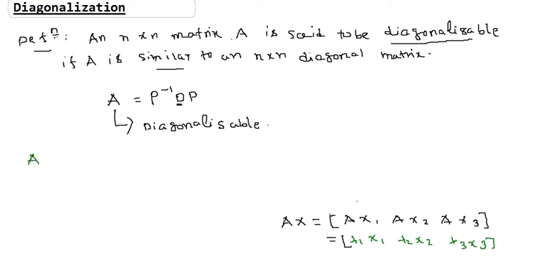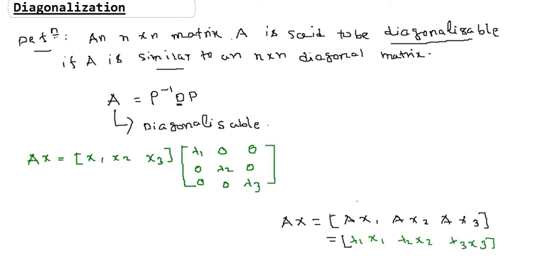Here we get AX equals the matrix with columns x1, x2, x3 times the matrix with lambda 1, 0, 0, 0, lambda 2, 0, 0, 0, lambda 3. So we get the matrix X times a diagonal matrix Lambda, where Lambda is the diagonal matrix with diagonal entries lambda 1, lambda 2, lambda 3.